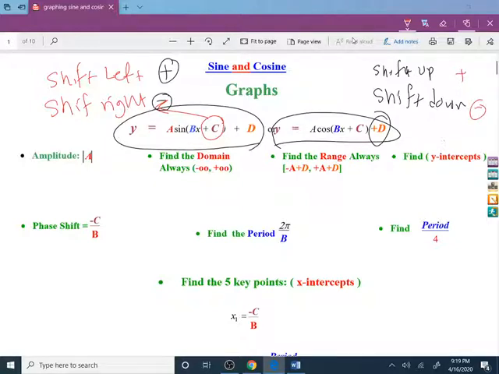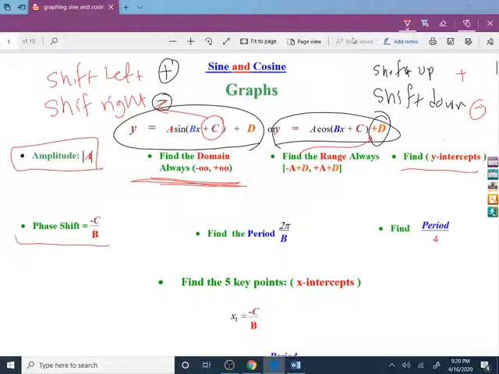The same thing we did: the amplitude is the absolute value of A. The domain is always negative infinity to positive infinity, never changes. The range starts from negative A plus D, comma, positive A plus D. Then you have to find the y-intercept.